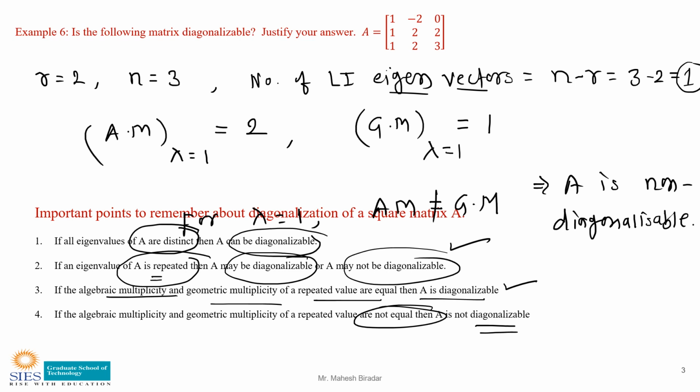So the question was, is the following matrix diagonalizable? Its answer is no, as AM and GM are not equal for lambda equal to 1.